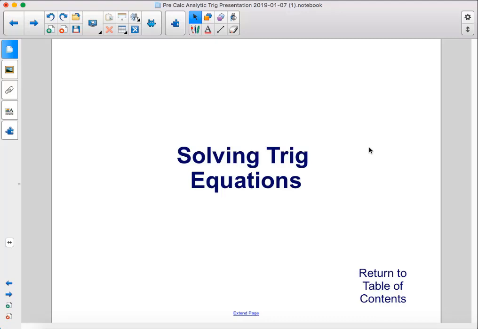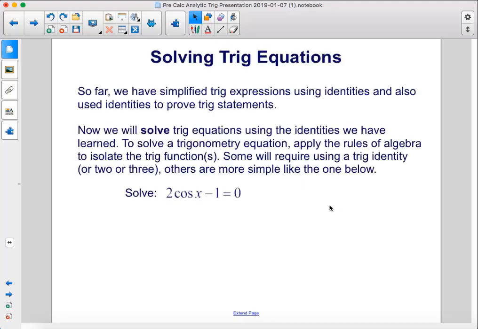Solving trig equations. So far, we have simplified trig expressions using identities and also used identities to prove trig statements. Now we will solve trig equations using the identities we have learned. To solve a trigonometry equation, apply the rules of algebra to isolate the trig functions. Some will require using a trig identity, or 2 or 3, while others are more simple, like the one below.